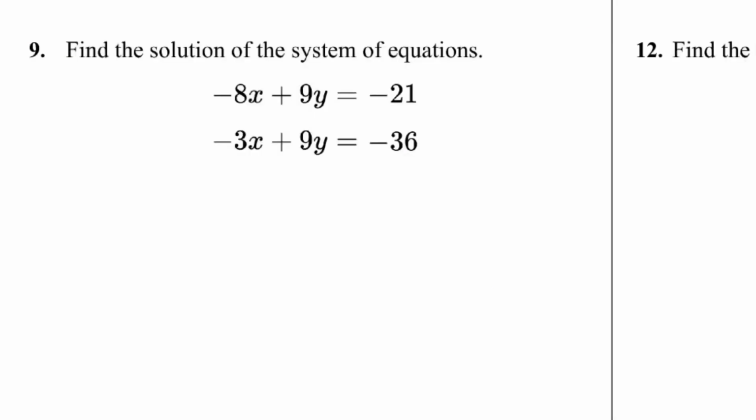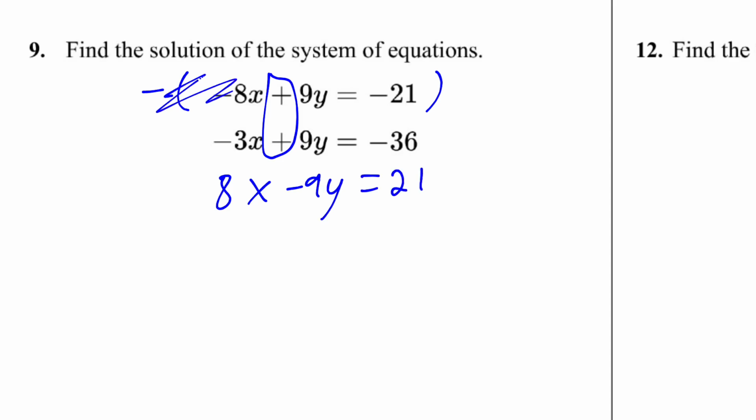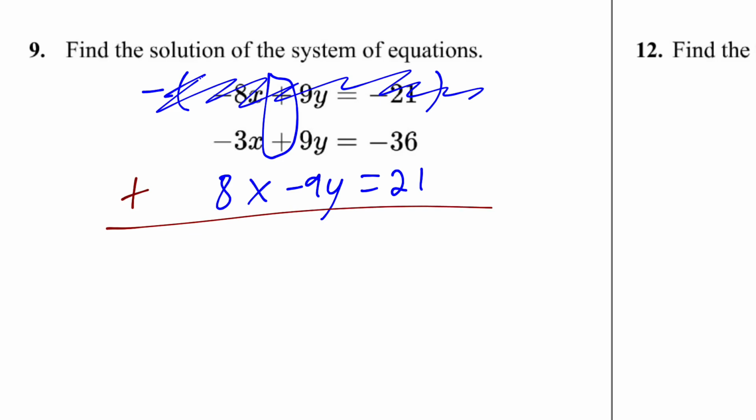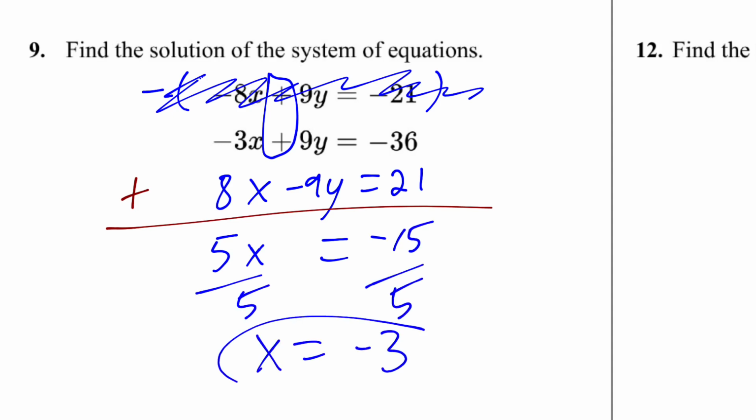Number 9, the y's are the same, but one is plus and the other is plus. So I want to change that. So I'll take a negative on the top one. And now I have 8x minus 9y is equal to positive 21. So let's cancel that out, and then let's go ahead and add all of these straight down. So I have 8 and minus 3, that's 5x. And on the right side, I am at negative 15. If I divide both sides by 5, I get x is equal to negative 3.